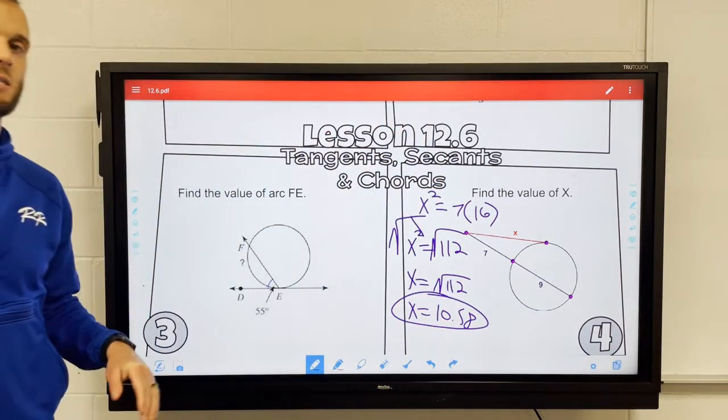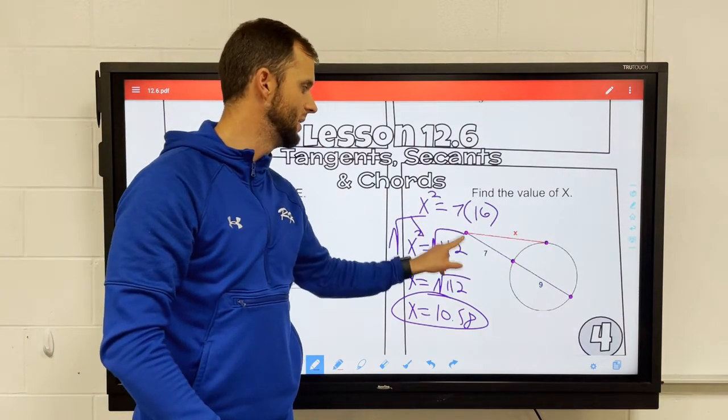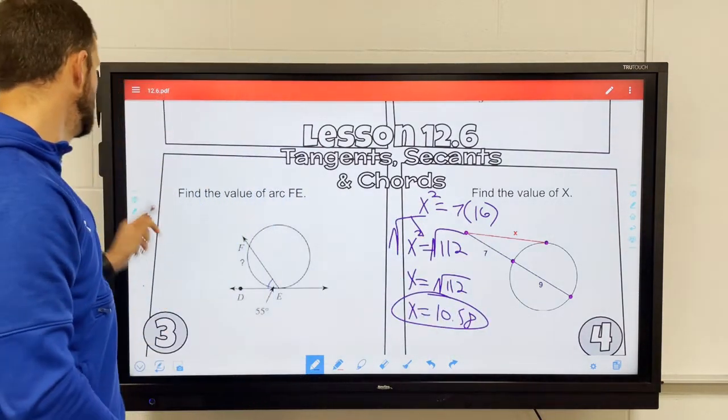Okay, so again, take that tangent line, square it, and set it equal to the outside multiplied by the entire line, and that's going to end up giving me my value.